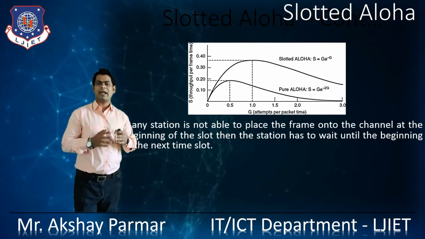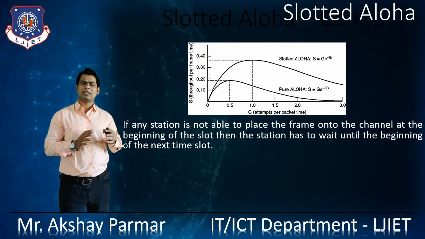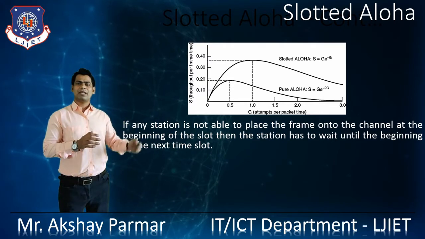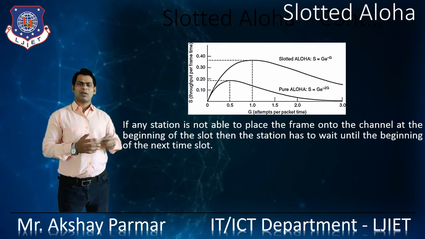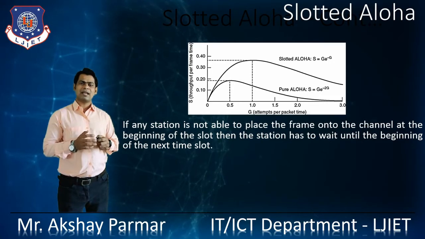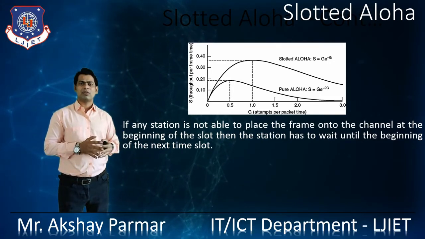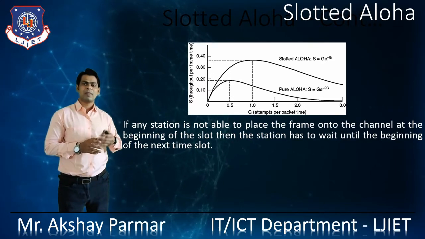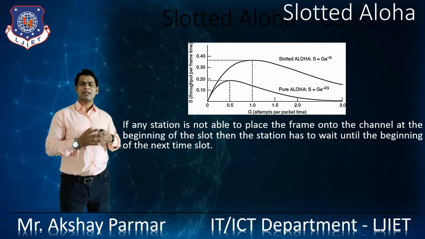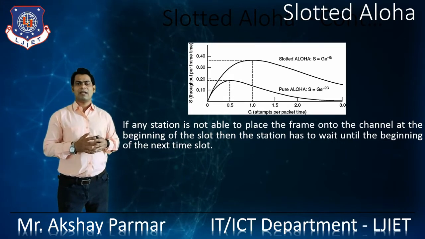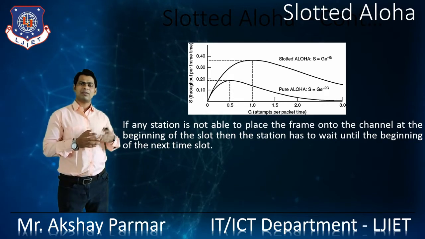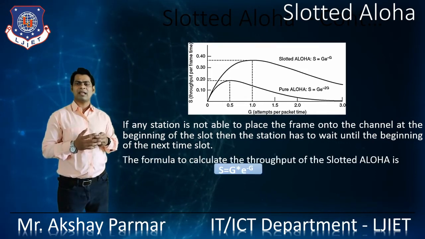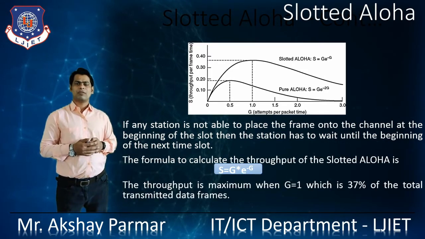If any station is not able to place the frame onto the channel at the beginning of the slot, then the station has to wait until the beginning of the next time slot. In the slotted Aloha, the sender can send data only at the beginning of a time slot. So if he misses it, he or she has to wait until the next time slot, right? So this is the throughput of the slotted Aloha.